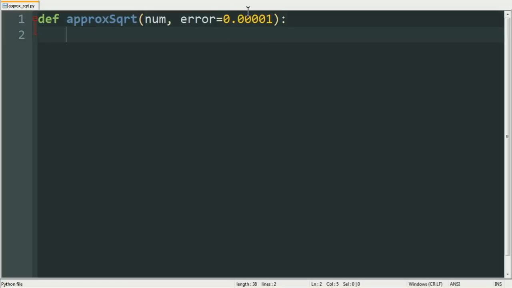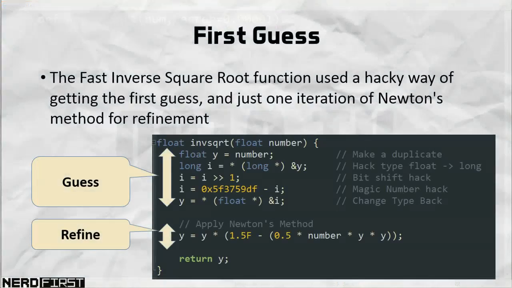Of course, this being a parameter, this can be overridden by a user if required. So essentially, we start to guess. Now, our first guess is also something that isn't cast in stone. If you cast your mind back to the fast inverse square root function, they use a pretty hacky method to find, well, essentially a first guess, which is considered very much good enough.